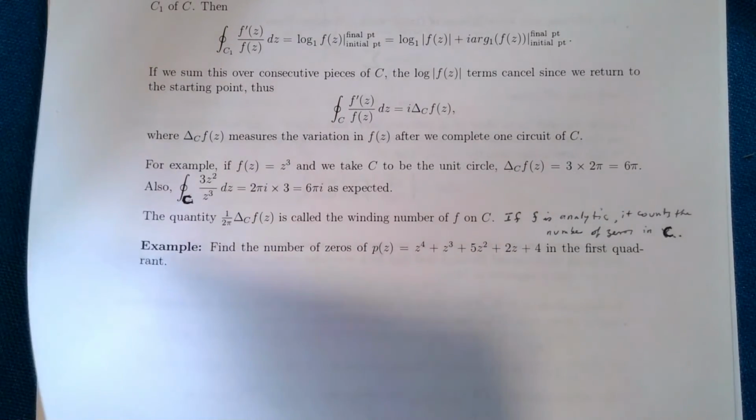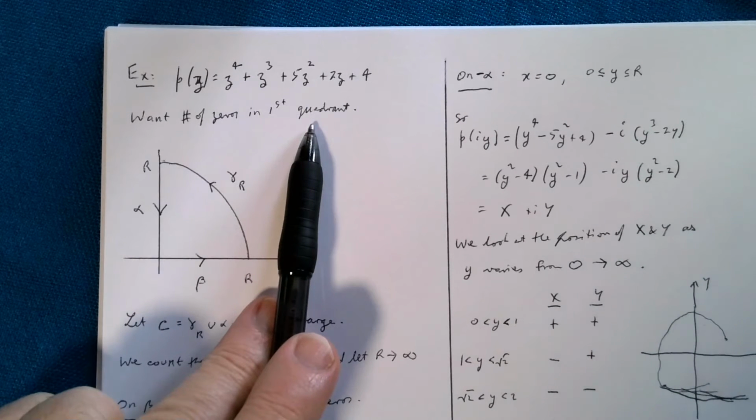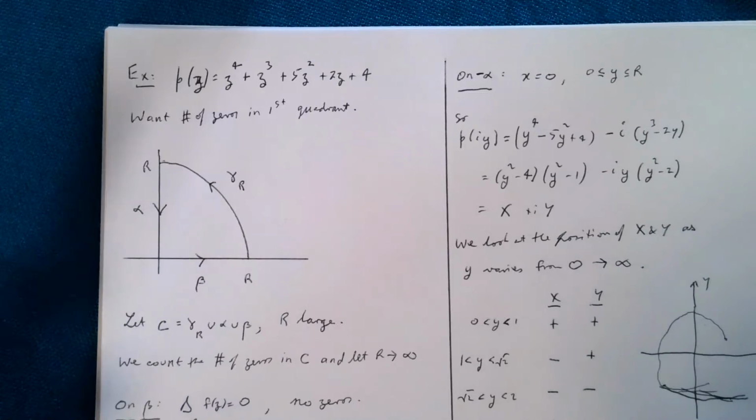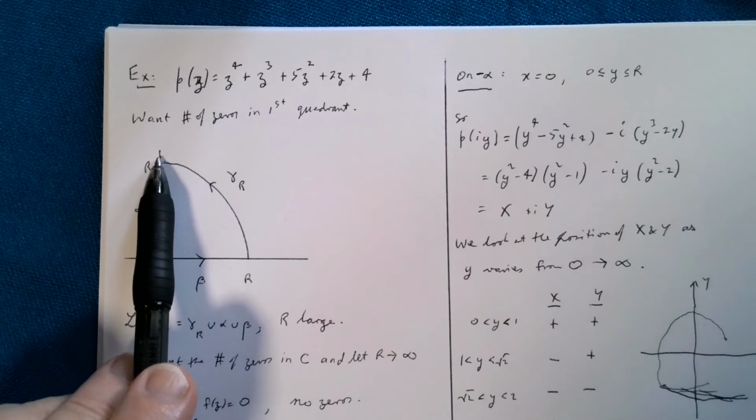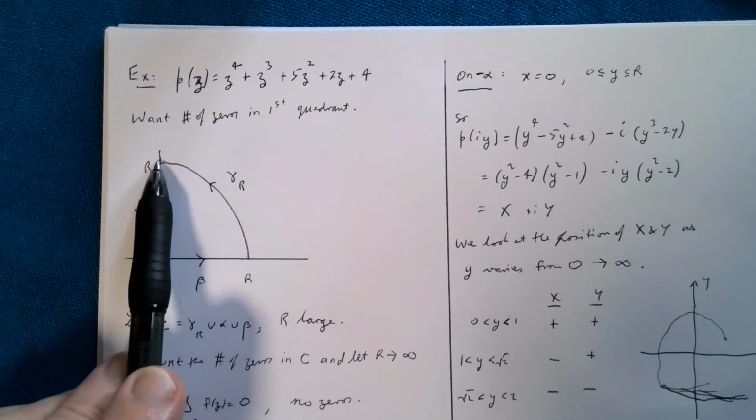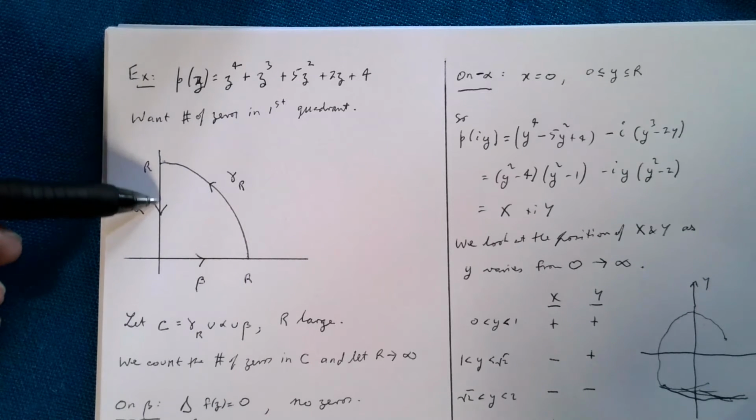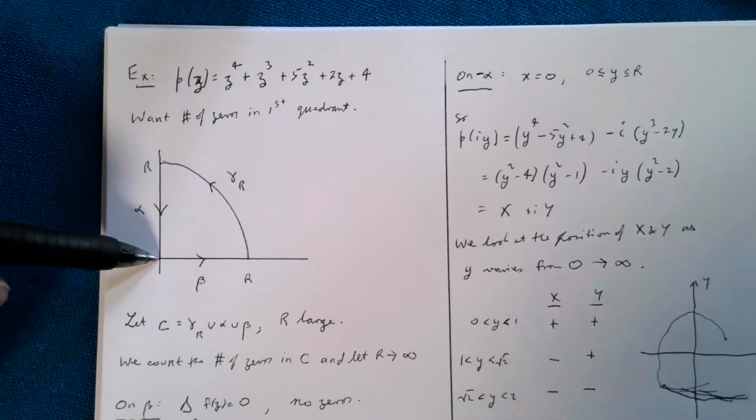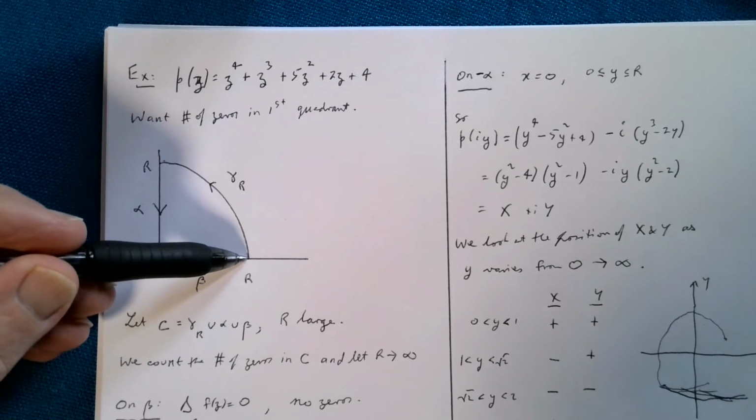And here is the worked solution of that. So here's the polynomial. We want the number of zeros in the first quadrant. To get our hands on the first quadrant, we're going to take a quarter circle around here. So we're going to go around a quarter circle gamma r, and then we're going to take a little contour that just sends me down from r down to the origin, and another contour beta which sends me back to here again to get my closed contour.